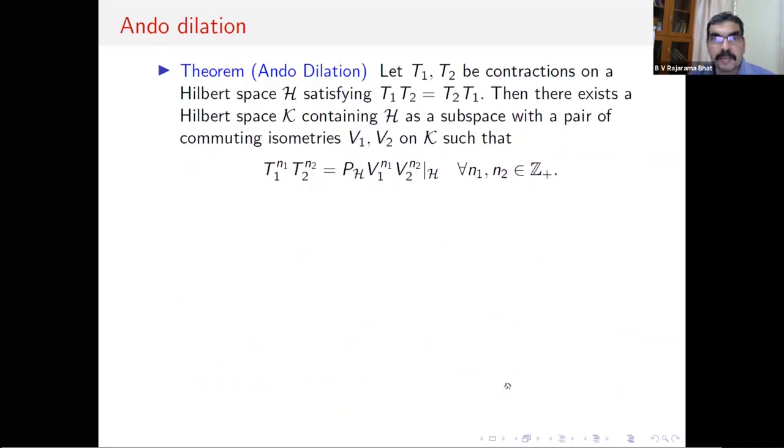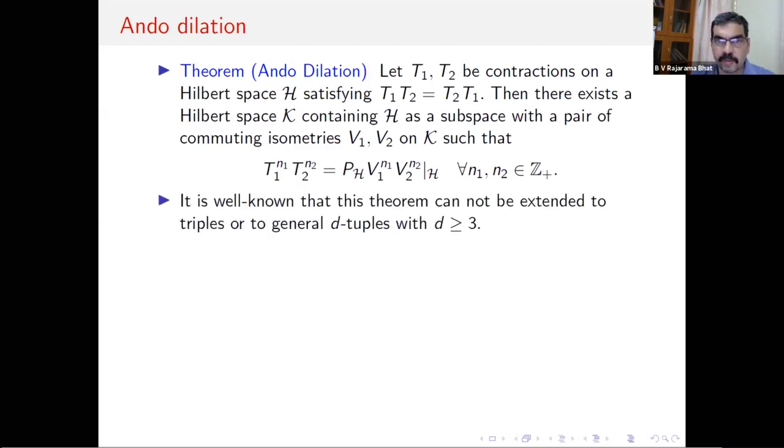Next, we go to multivariable dilation. Here is the statement: you have commuting contractions, and you dilate them to commuting isometries, so that when you compress the different powers back, you get the different powers of T1 and T2. This is dilation, very popular. And we know that it cannot be extended to more than 2.